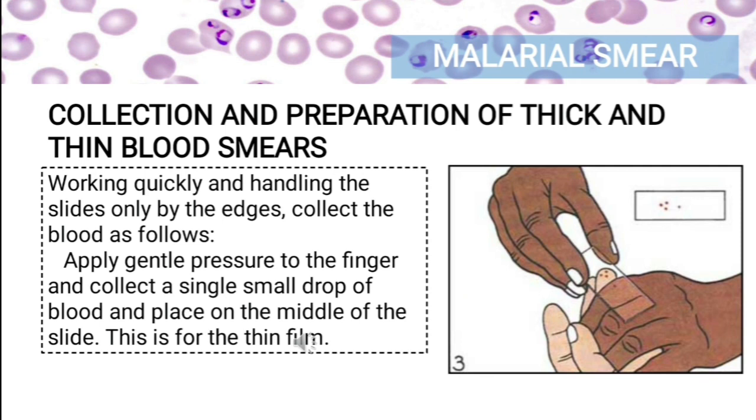After that, working quickly and handling the slides only by the edges, collect the blood as follows. Apply a gentle pressure to the finger and collect a single small drop of blood and place it on the middle of the slide, as you can see on the picture. So this is used for the thin film. And you must remember this, everyone, that the finger prick blood sample must be free-flowing to prevent dilution of blood with tissue fluid, which decreases the number of parasites.